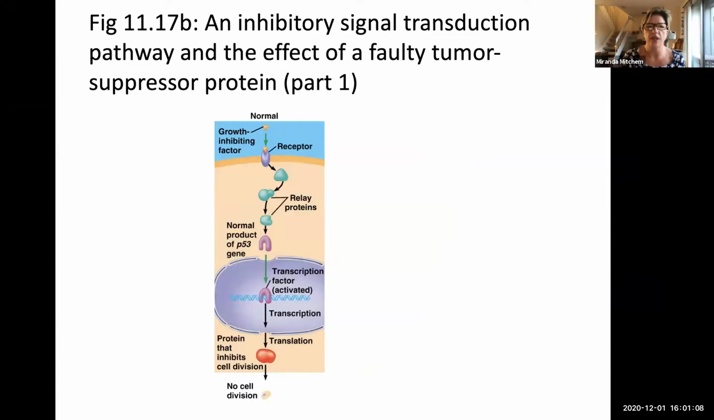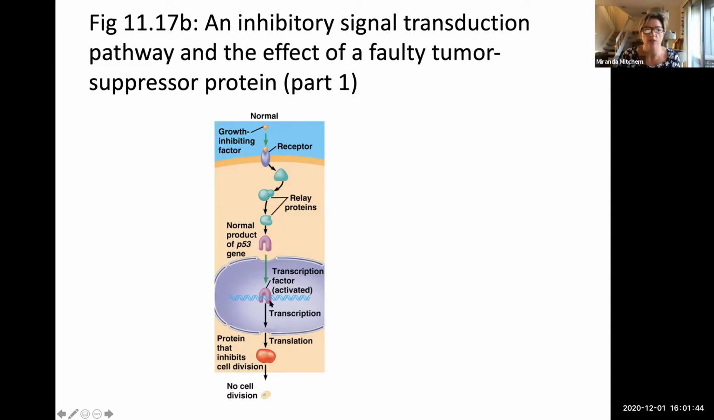We'll do the similar thing looking at the tumor suppressor proteins. So this is our normal situation, just what we've looked at. We get our growth inhibiting factor. Since we're talking about a tumor suppressor gene, it's going to be a growth inhibitor rather than a growth factor. It binds to its matched protein receptor, signaling the relay proteins, which activate a gene called P53, which is a tumor suppressor gene.